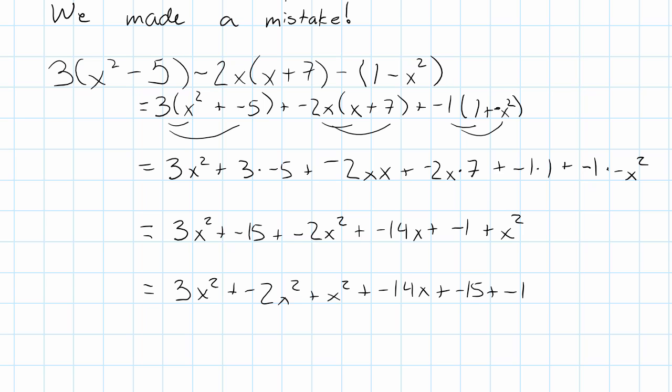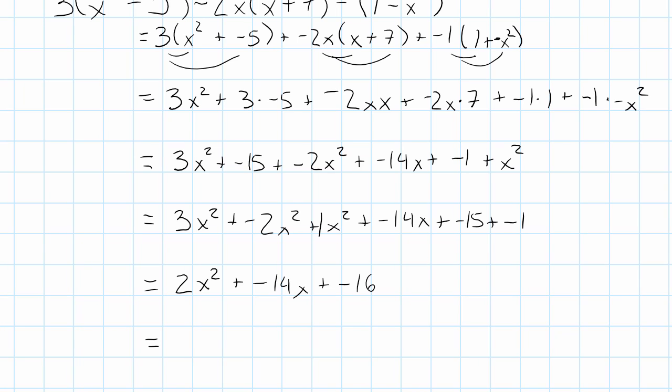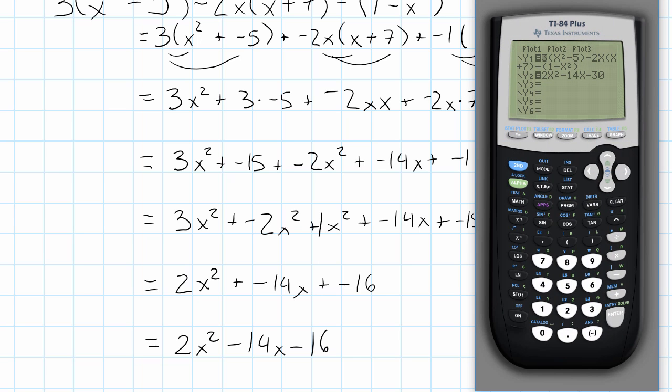And finally, combining like terms, we'll have 3 plus negative 2 is 1, plus 1 is 2, x squared, plus negative 14x, plus negative 16. And finally, rewriting plus a negative as subtraction, 2x squared minus 14x minus 16. Notice that that's different from the answer that we had before. We found the constant ought to be 16, not 30.